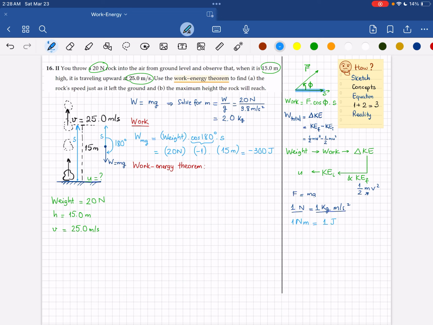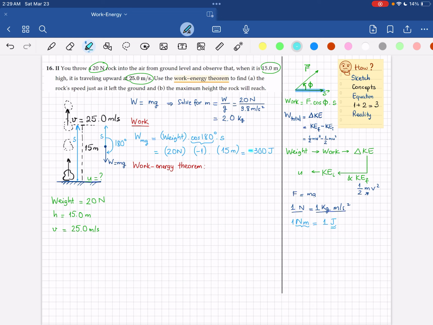So actually 1 newton times 1 meter is 1 joule. This is the natural unit of work, but we know that work is equivalent to energy, so that's why we have it in joule. And you see here we have a minus sign, which indicates that the weight does not help when it moves upward. It actually works against it, so the weight is reducing the energy of the object, of the rock.